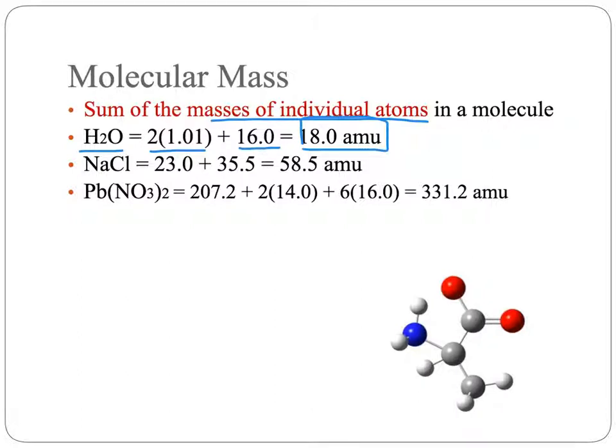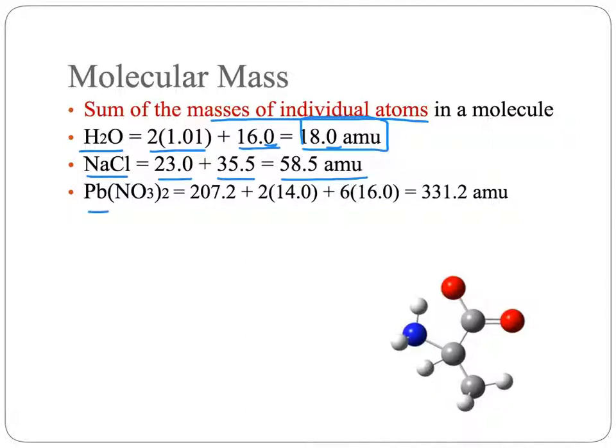Remember, when you're adding significant figures, you have to use the least number of decimal points in your answer, so we only have 1 on the 16, so you only can have 1 decimal point on your answer. Sodium chloride, something we've mentioned many times. Sodium's atomic mass is 23.0. Chlorine's atomic mass is 35.5. So the molecular mass of 1 molecule of sodium chloride is 58.5 atomic mass units.